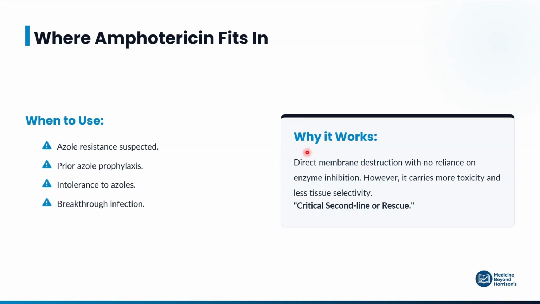Amphotericin is used in Aspergillus when you suspect azole resistance, prior azole prophylaxis has already been given, there is intolerance to azoles, or it is a breakthrough infection. It acts by direct membrane destruction with no reliance on enzyme inhibition. However, it carries more toxicity and less tissue selectivity. So it is a critical second line or rescue drug, but it often kills the bug.